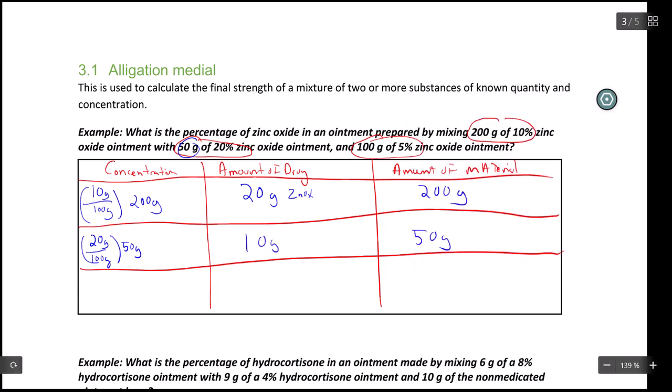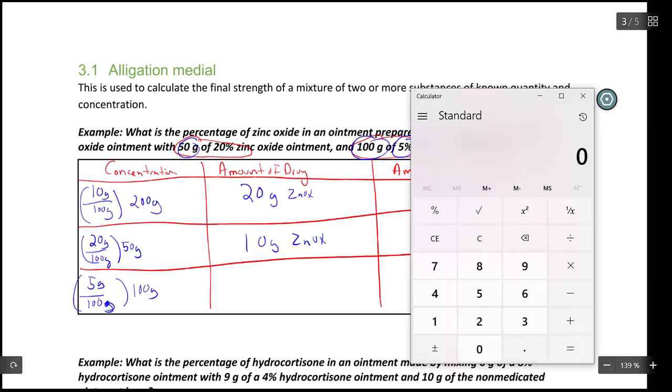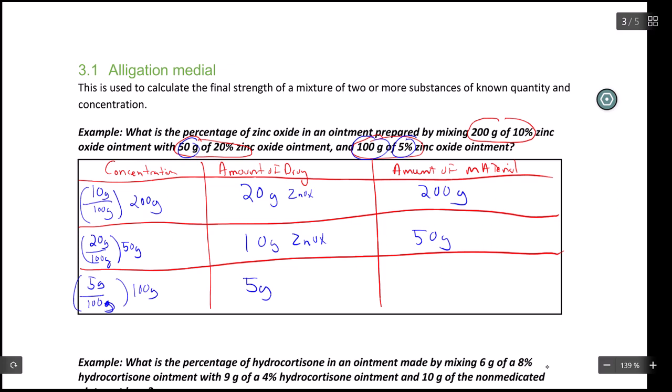And the last one is going to be a 5%, so that's 5 grams in every 100 grams. That's my concentration. This is how much of that I'm going to take. I'm going to take 100 grams of that material. 5 grams is out of 100. Multiply that by 100, I get 5 grams. That would make sense. 5 grams of the zinc oxide. How much total amount of material was that? That was 100 grams.